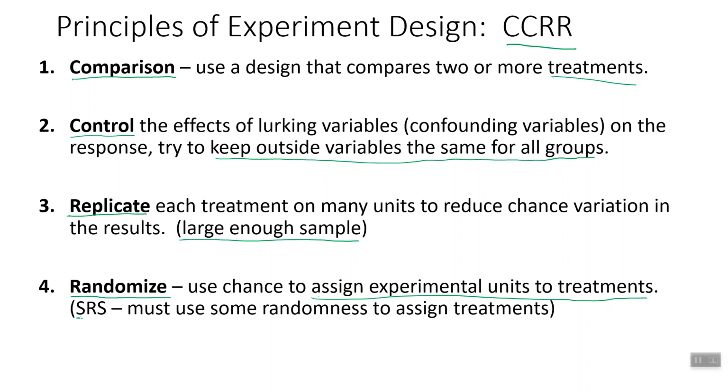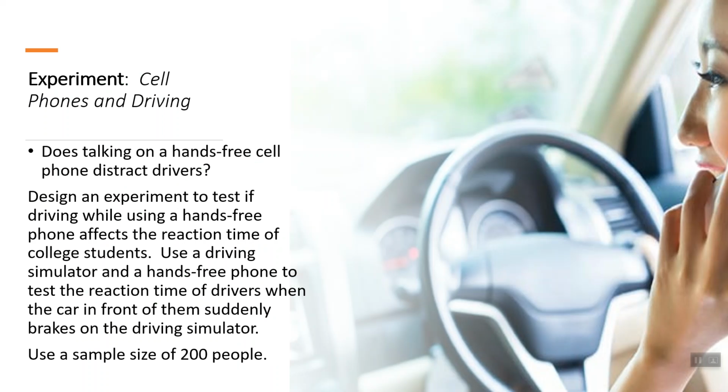So we could use a simple random sample, or some sort of other randomness, like flipping a coin, and heads means you do this, tails means you do the other thing, but some sort of random assignment of treatments. So comparison, control, replicate, and randomize are our principles of experiment design. All right, so we'll take a look at one experiment here, and then we'll call it quits for today, and we'll look at some more experiment techniques in the next one.